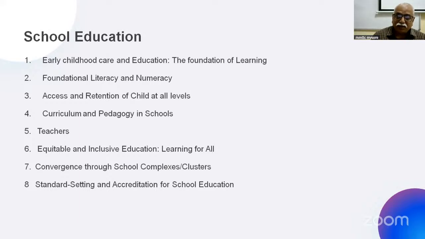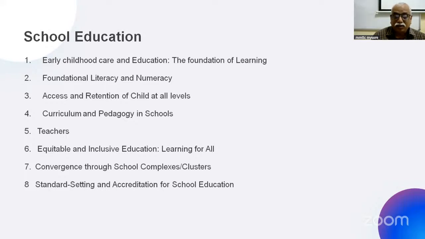And chapter 7 talks about convergence through school complexes and clusters and how this inclusion can happen. What are the other alternative modes that can be seen if facilities are not available in an individual school? How this can be explored in the neighborhood school is talked about in chapter 7.